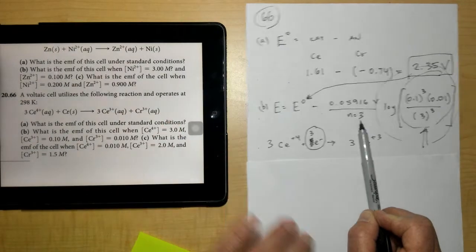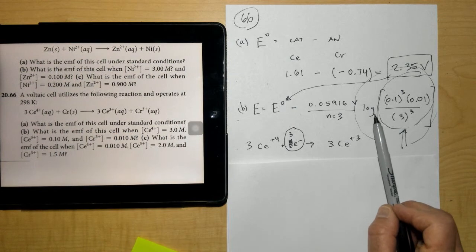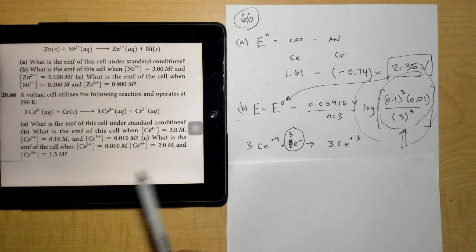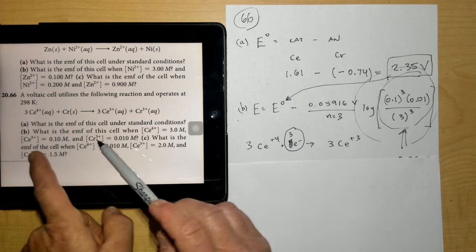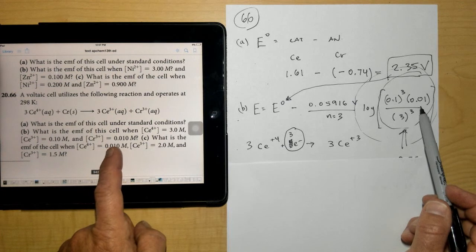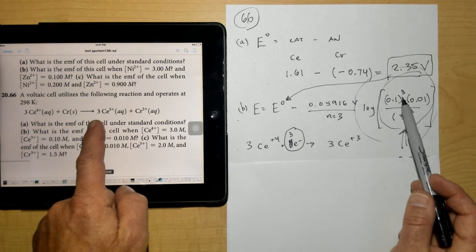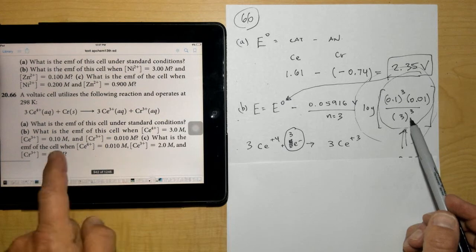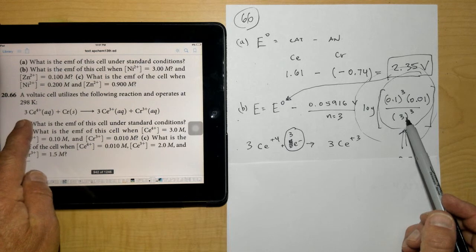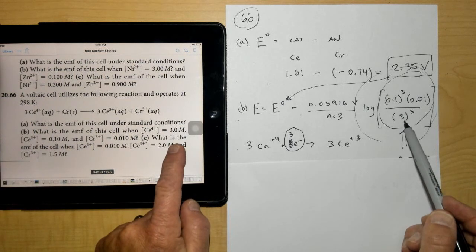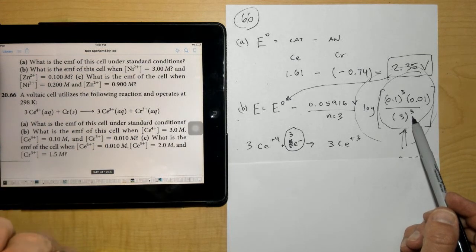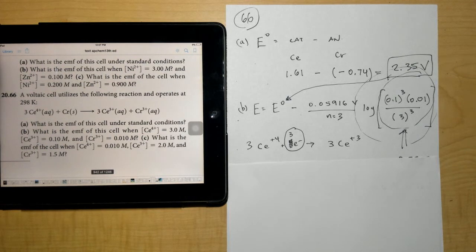And then I take it times the log of Q. And Q, remember, is products divided by reactants to the power of the coefficients. And so looking at the problem, my cerium +3 is over here. And then my chromium is 0.01, that's over here. Notice I raised this one to the third power, this one to the first power. And then I take my cerium that's on the reactant side, cerium +4, 3 molar, and I put that on the bottom and raise that to the third power because there's a 3 in front of it. The chromium solid is a solid, and remember solids and pure liquids don't go in an equilibrium constant or Q expression.